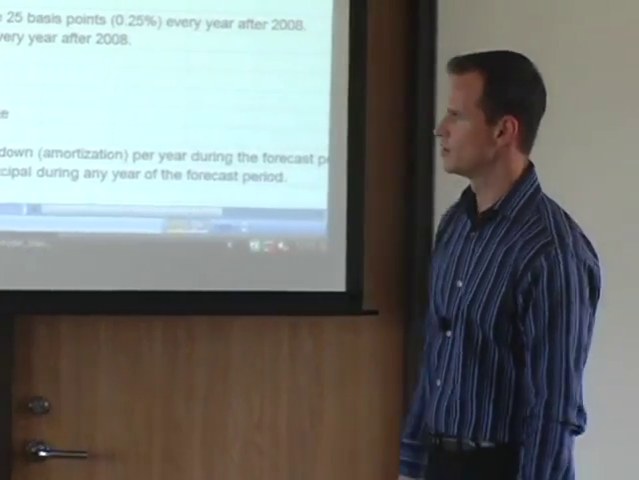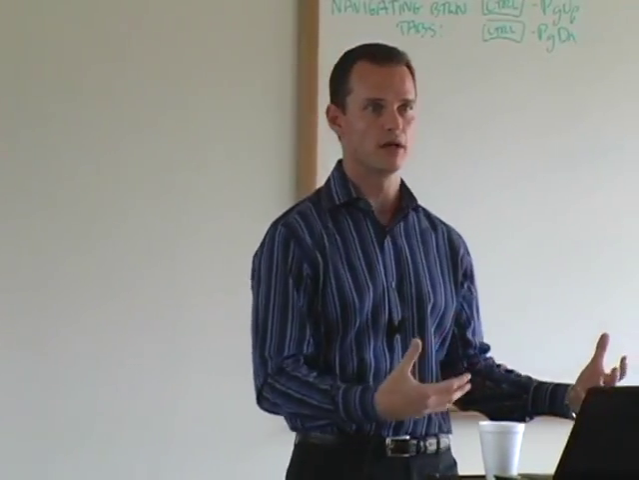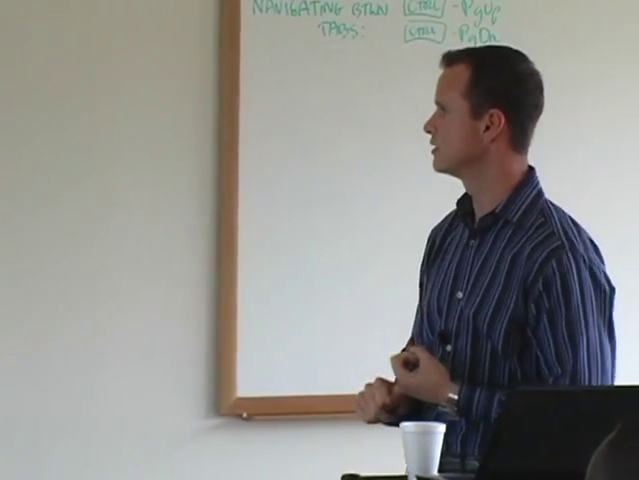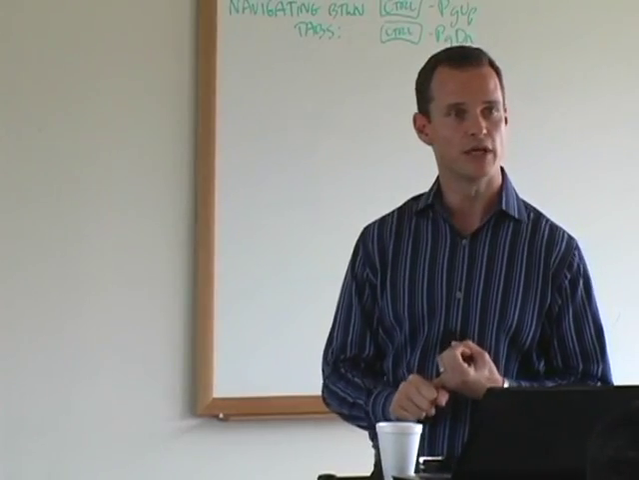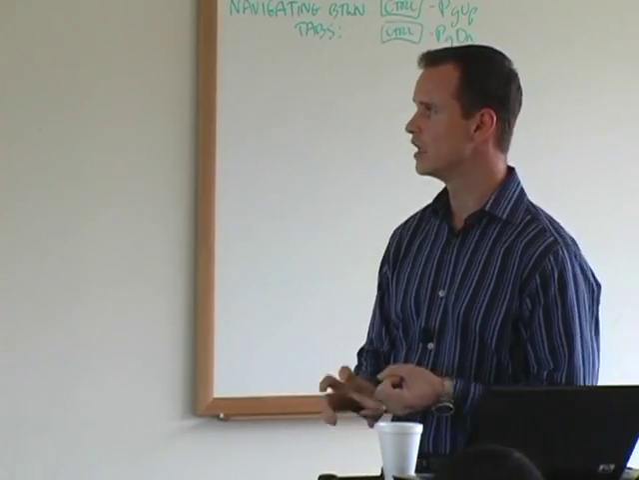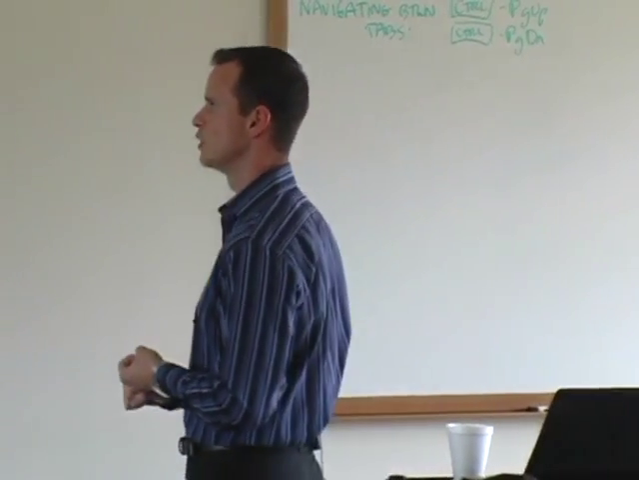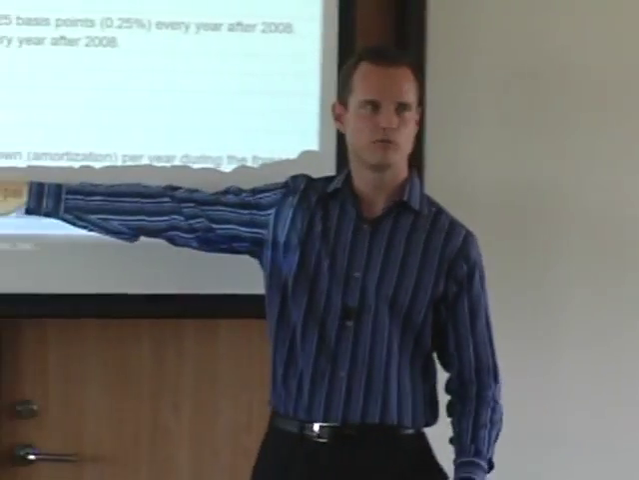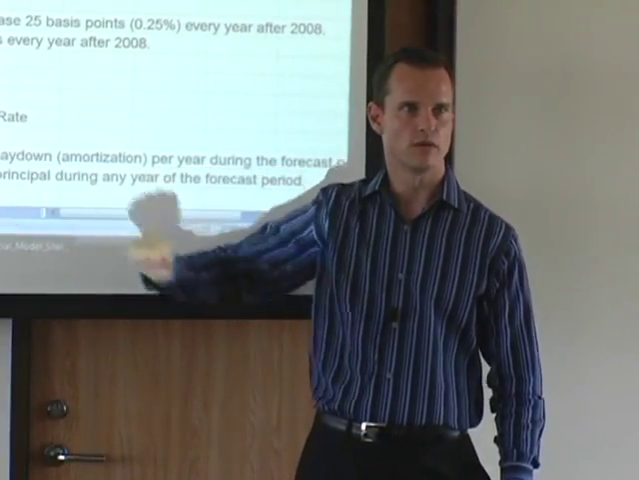And then finally, our amortization. Remember, amortization means principal repayment. On the term loan, the company is going to pay down $20 million of principal per year. And on the unsecured debt, we're going to assume it's interest only. That is, there will be no pay down of principal during our forecast period.